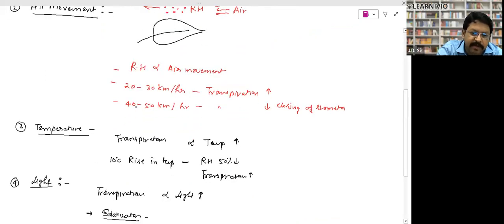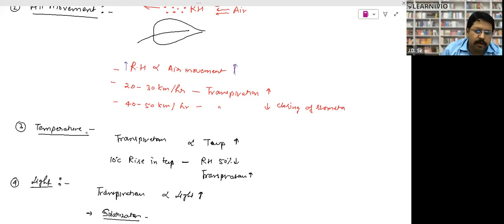If the wind speed increases to 40 to 50 km per hour, the stomata close and there will not be transpiration. I have written over here clearly. If the air movement is high, then transpiration will be high, right? So if movement of air increases, then relative humidity will also increase, right?